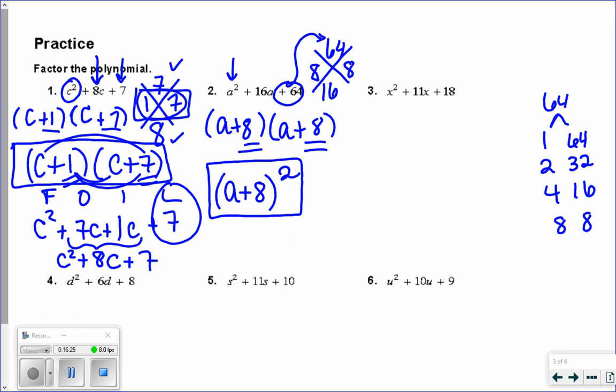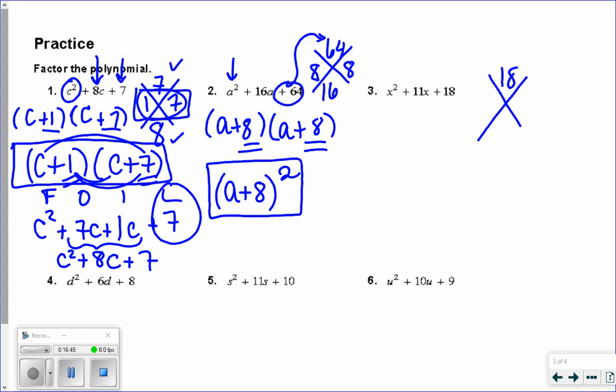Perhaps pause the video here, try it on your own, and see if you can successfully find what those two special numbers are and write the factors on your own. So go ahead and press pause, try it, and then unpause the video and see if you're on the right track. Okay, so you should have worked this out by now.